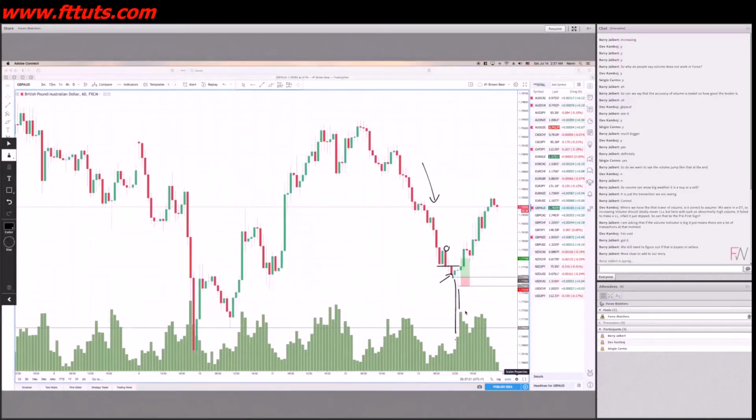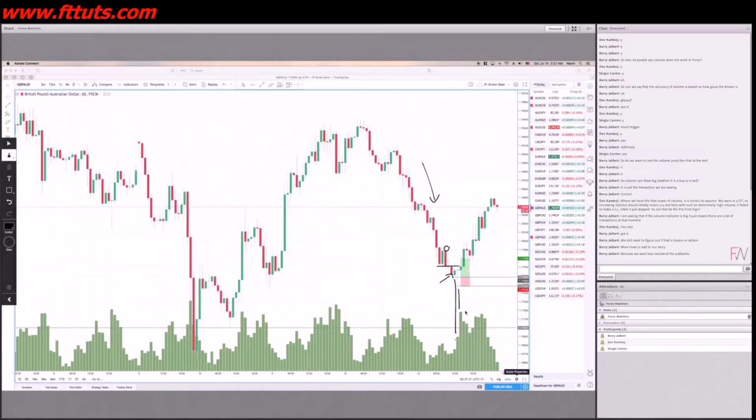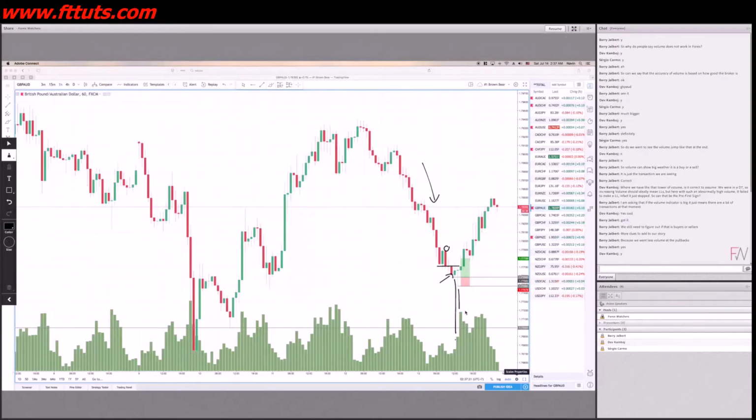Does that make sense? And that's also going to be your first sign of saying you might even possibly have a nice counter trend buy that day. All you need to look for on a lower time frame is for higher lows to hold the market.